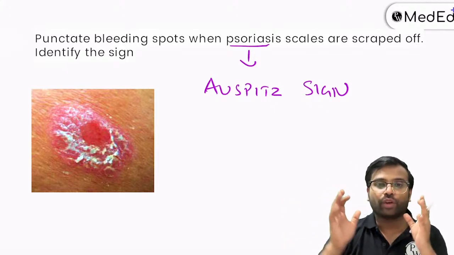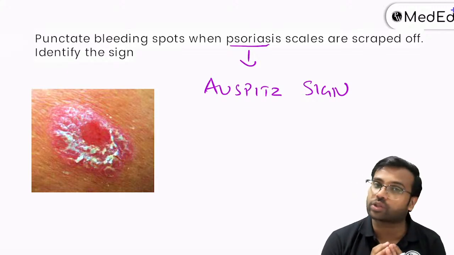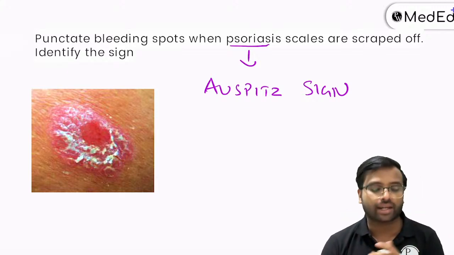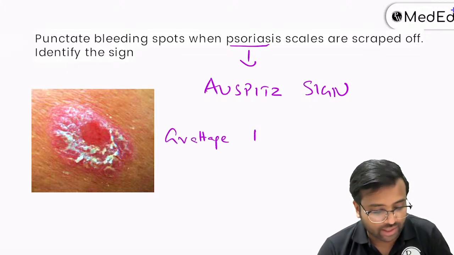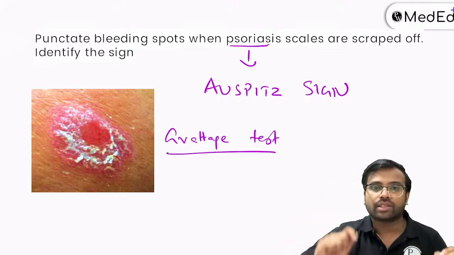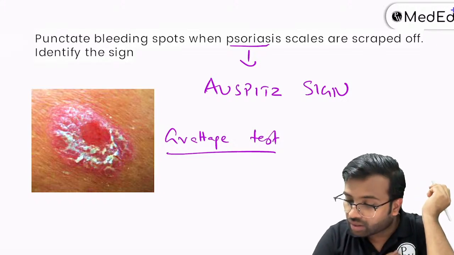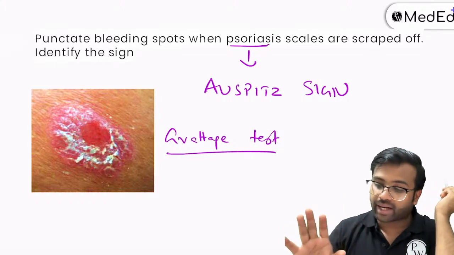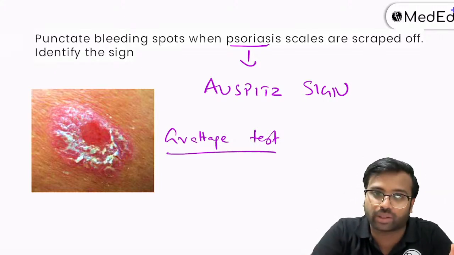Excellent. So we call it as a Grettage test as well. The sign here is called as Auspitz sign. So what is this Grettage test? For this test, we take a glass slide, okay? So once we take a glass slide and we try here, no doctor, Auspitz and Grettage is not going to be the same. I'm just explaining to you the difference, okay?